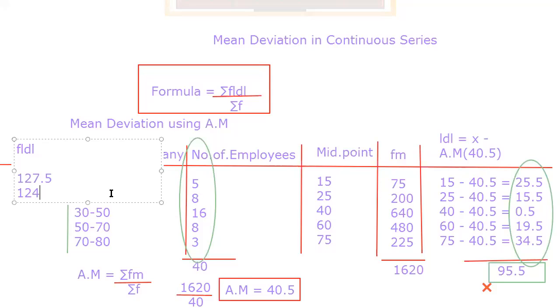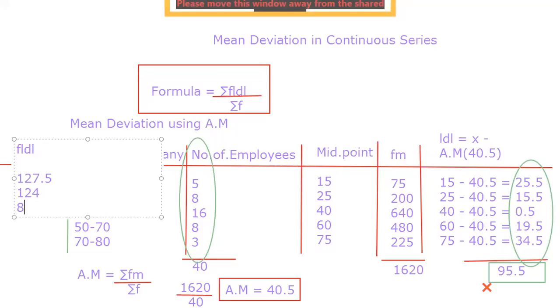Now 16 into 0.5. Anyone? 16 into 0.5, that is 8. Then 8 into 19.5, that is 156. Then 3 into 34.5, this is 103.5. Okay.